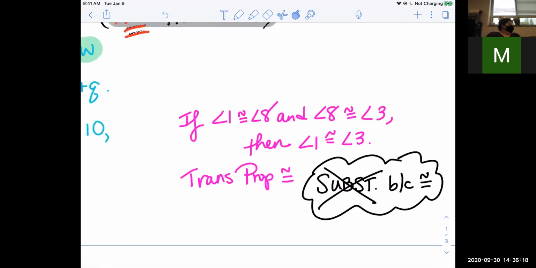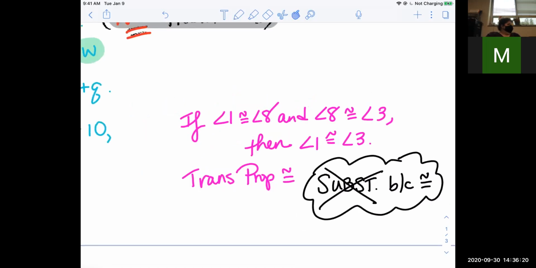So if you're going to guess and you're not sure is it transitive or substitution, if they're equations, you guess substitution. But if it's congruence, it'll never be substitution. Congruence can be reflexive, symmetric, or transitive. The substitution of congruence doesn't exist. So if it's congruence, it's never substitution.